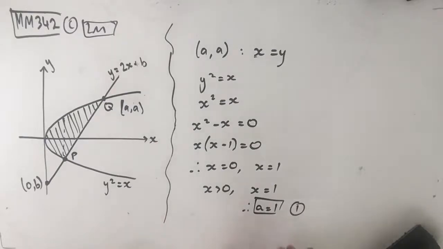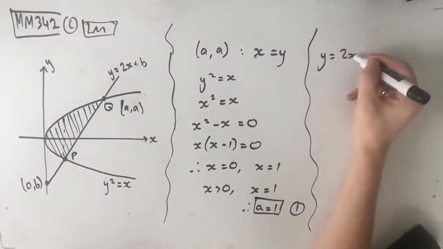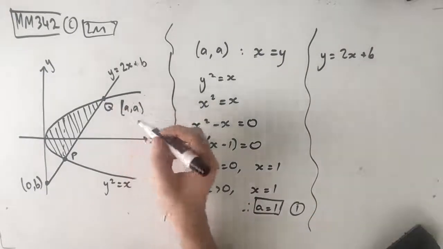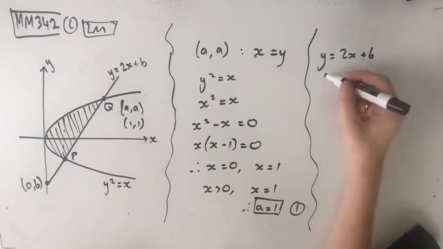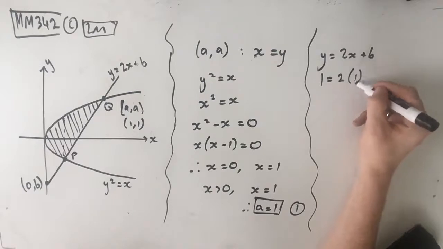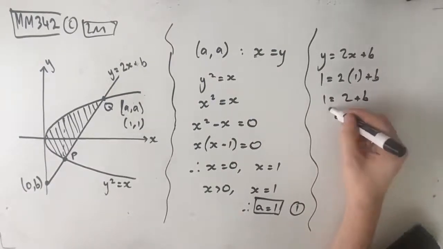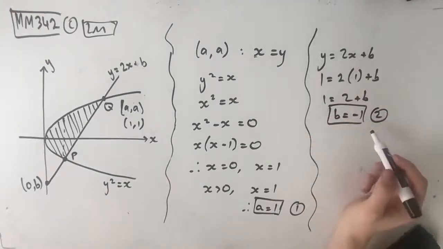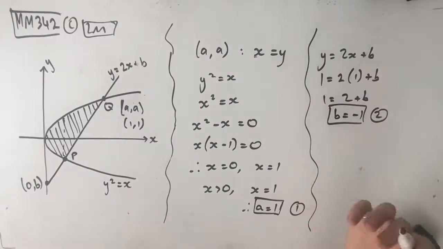So we've found the value of A, we've stated that value, and now we also need to find the value of B, okay? So we know that Y is equal to 2X plus B, and we know that this point Q is now lying at (1, 1), right? Because we found that A was equal to 1, which means that 1 is equal to 2 outside of 1 plus B. 1 equals 2 plus B, so B equals negative 1. That's it. That's our second mark. So A equals 1 and B equals -1 in this case, guys. That's it for part C. Let's move on to part D.